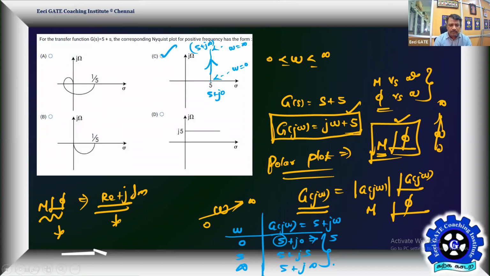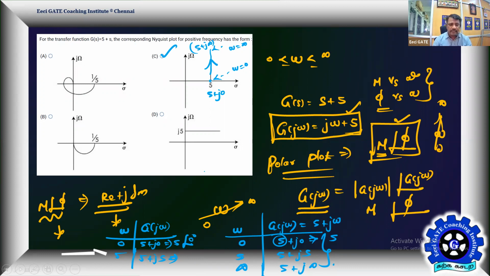A polar plot doesn't mean that you have to go strictly by using polar coordinates. Even if you go by that, the result is going to be the same. For every G of j omega, you can convert it into polar form. Say for omega 0, you get 5 plus j0. Then 5 is the magnitude and the angle is 0. Then if you try omega 5, 5 plus j5, it is going to be a little different: root of 5 square plus 5 square.